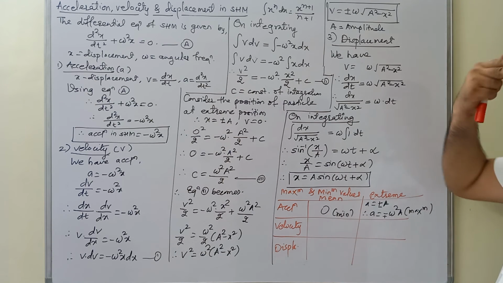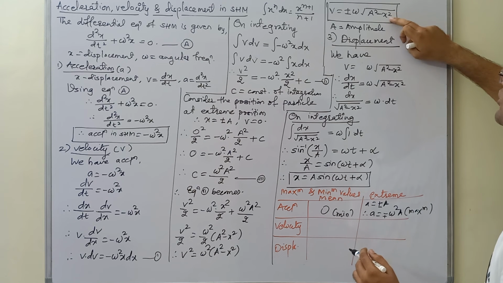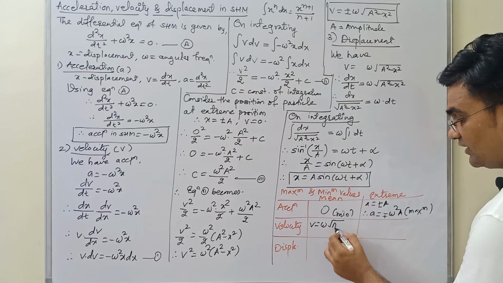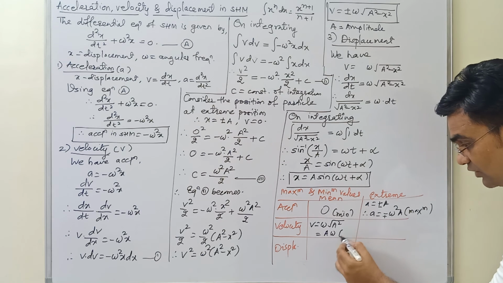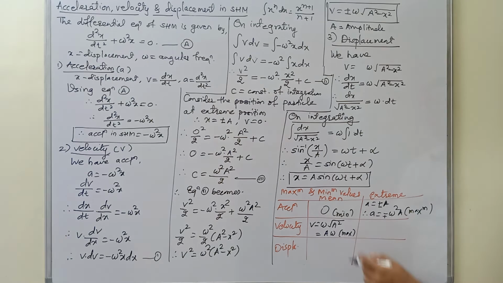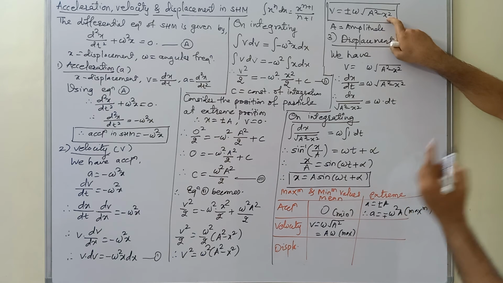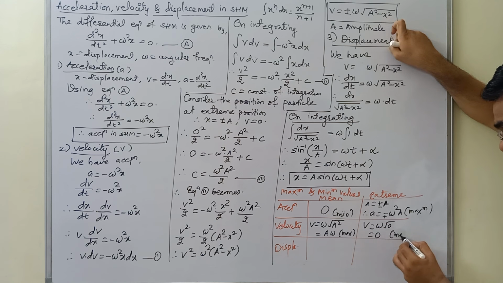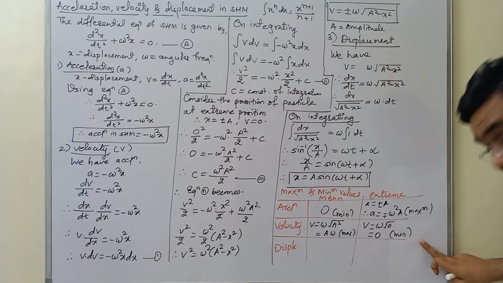Now for velocity, say at mean position. If x is 0, then v equal to only omega in root A square, which will be A into omega. This is the maximum velocity. But if I put x equal to A, when the particle is at extreme position, then A square minus A square will be 0. So v equal to omega in root 0, that will be 0. So it will be minimum. See, at extreme position acceleration is maximum but velocity is minimum.